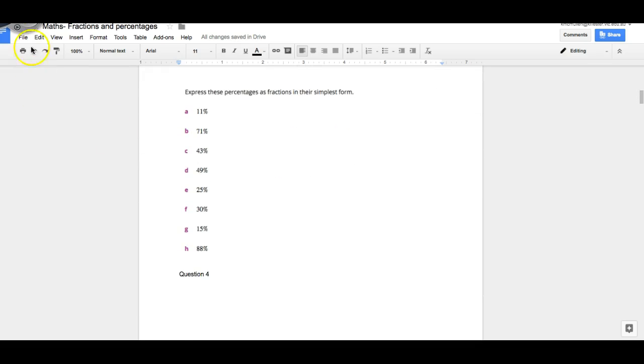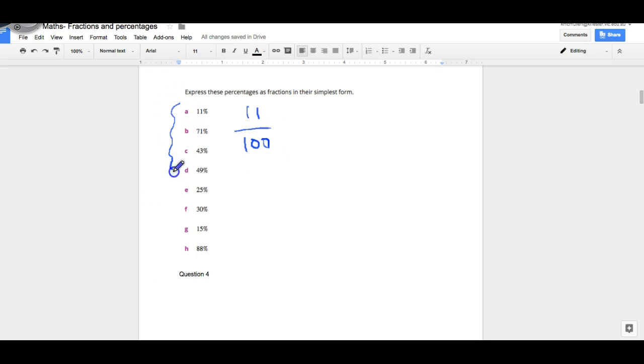Question 3. Express these percentages as fractions in their simplest form. So if we're just doing a percentage, remember, it is always out of 100. Now, that should be your first step, and then you should ask yourself, well, can I simplify that? No, you can't simplify that because 11 doesn't go into 100, so we leave it as just 11 over 100.